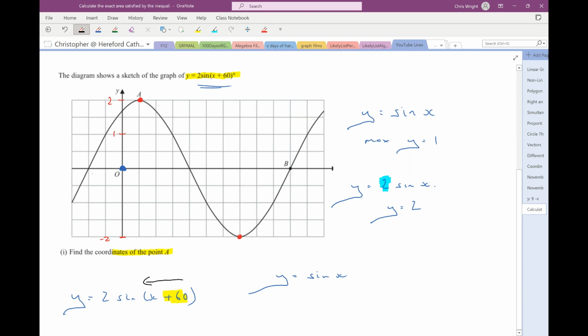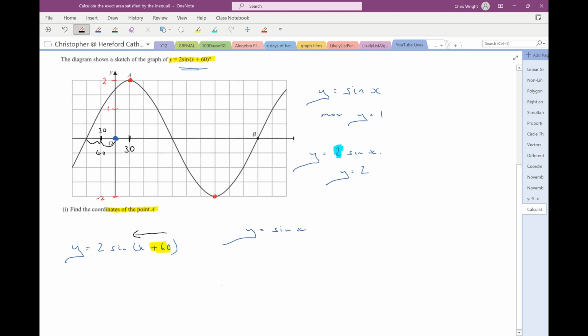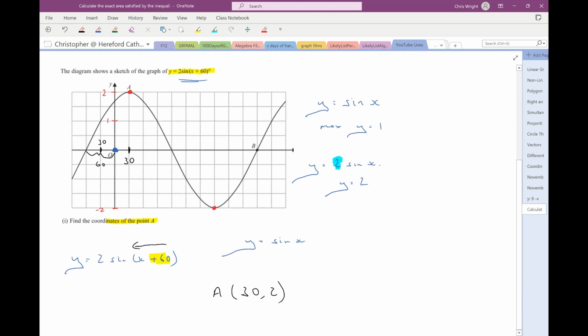So this must be 60 units. So 1 square must be 30. So 30 there. So my coordinates of A are going to be 30, 2. And that is my solution for that question.